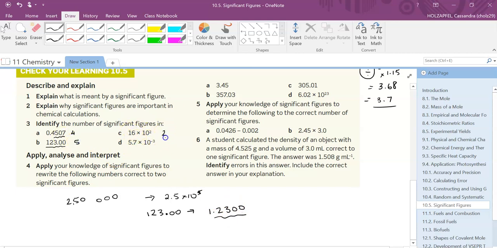This one here is only going to have 2 significant figures because these are placeholders, and this would also only have 2 significant figures because the 10 to the power of negative 3, again, is just indicating that those zeros will be placeholders.